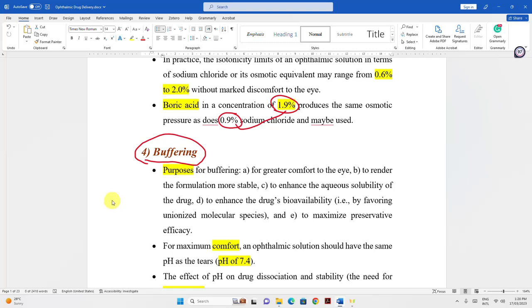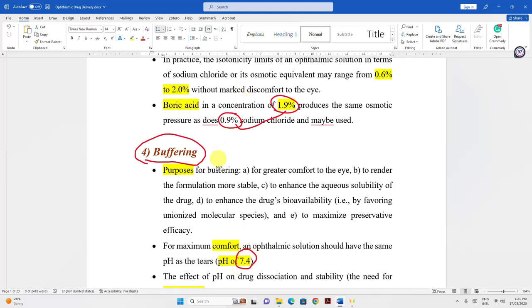Now, there are many factors affecting this choice. Yes, the pH will be close to 7.4, but we may make it less or a little more than that for other reasons. Now, our eye, the tears in our eye, has a pH of 7.4.